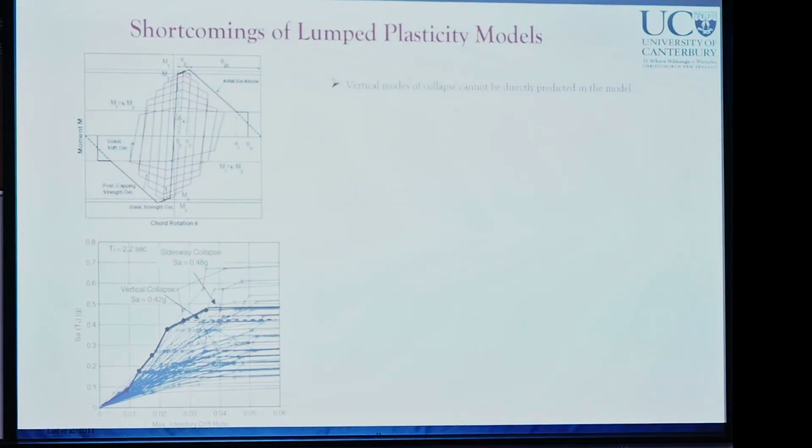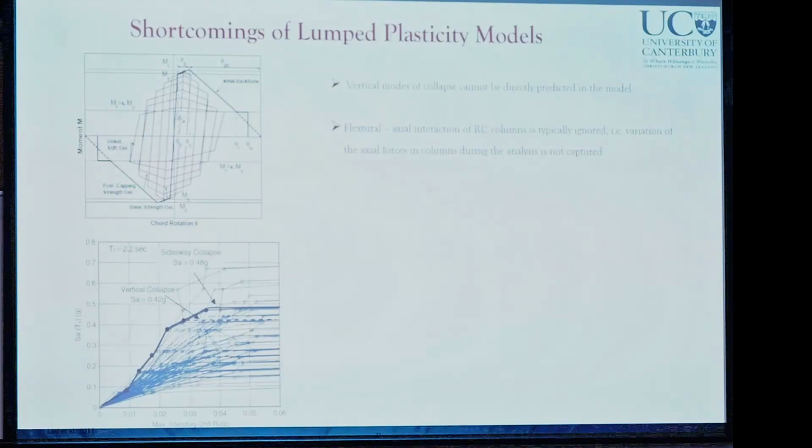As you can see in this example of the IDA, it's been shown by Neil that the sideways mode of collapse has been captured by this model, but the vertical collapse has actually occurred prior to the sideways mode of collapse, in this case for a non-ductile structure, and the vertical collapse cannot be captured directly. Indirectly, there are methods proposed in the literature that can actually capture this.